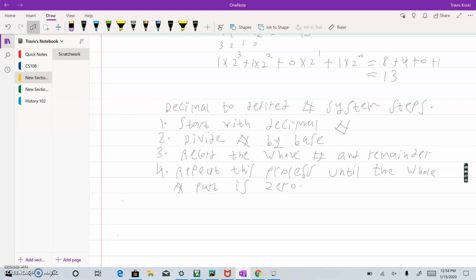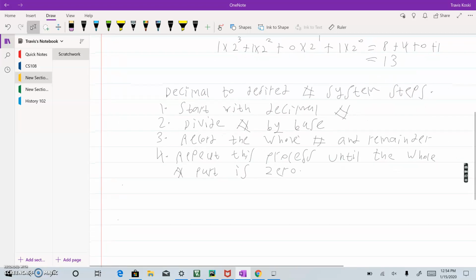And then you're going to repeat this process until the whole number part is 0, and that's when you know to stop. So let's go ahead and apply these steps. So if we've got 13, and we want to go to binary, so the base is going to be 2 of the system that we're going to, so we're going to divide by 2.